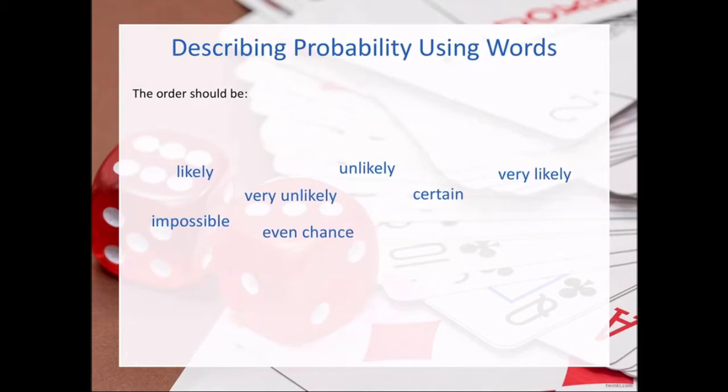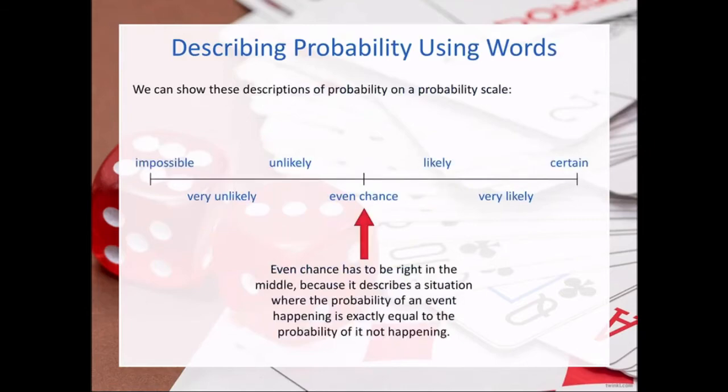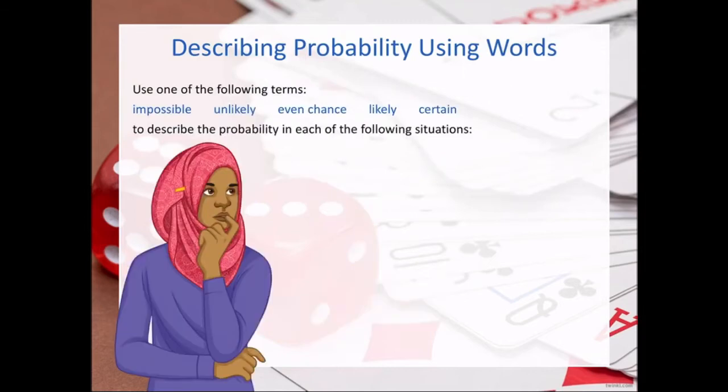So, did you get it right? If you know what the answer is going to be, it would be certain. Certain. Then we've got very likely, likely, even chance, unlikely, very unlikely, or impossible. Let's have a look at this on a line here. So we have even chance has to be right in the middle because it describes a situation where the probability of an event happening is exactly equal to the probability of it not happening. It's not leaning over one side or the other side. It's right smack in the middle.